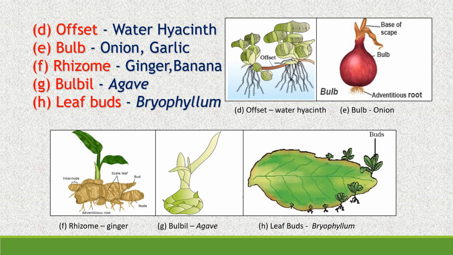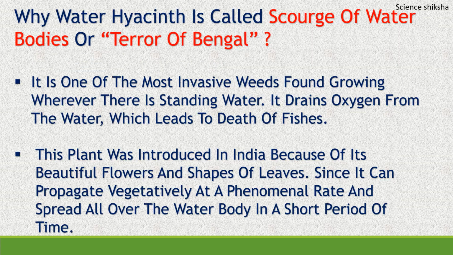So in all of these cases, the different vegetative propagules act as a parent for the formation of a new individual. In the case of bryophyllum, for example, small buds are present which grow, and when they fall on the soil or a suitable substratum, they form a new individual.